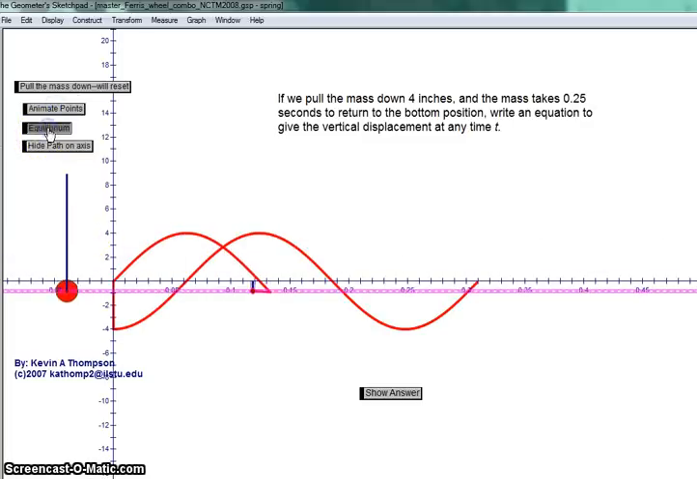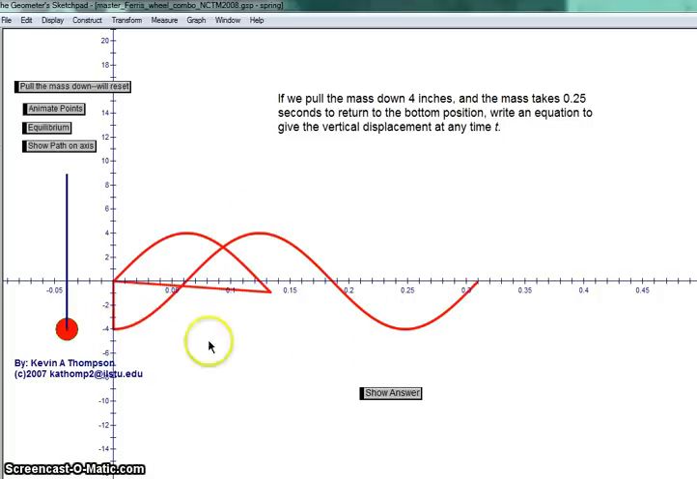Okay, so what I want to do is write the equation. If we pull the mass down all the way at the bottom, it's starting down here. Remember, we started down here, and look at the shape that it went. So it started at this maximum negative displacement of -4. It went 1 period, which was 0.25, because we were told the mass takes 1/4 of a second to return to the bottom position. So it started at the bottom and then went up and then down.